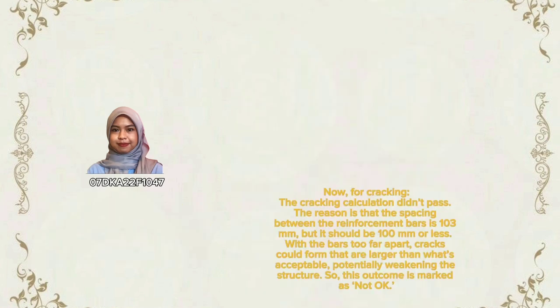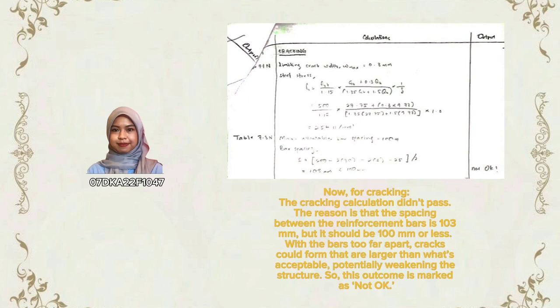Now, for cracking, the cracking calculation didn't pass. The reason is that the spacing between the reinforcement bars is 103 mm, but it should be 100 mm or less. With the bars too far apart, cracks could form that are larger than what's acceptable, potentially weakening the structure. So this outcome is marked as not OK.